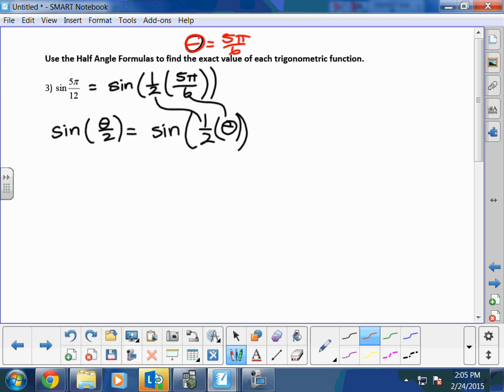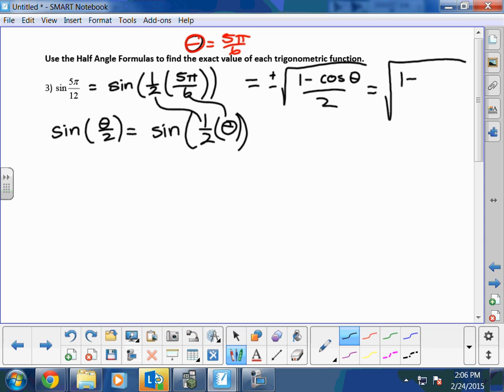The reason why that is important is because when you apply your half angle formula, like in this case, sine theta divided by 2 is plus or minus the square root of 1 minus cosine theta, divided by 2. The very next step in solving this is to apply the theta. Square root of 1 minus cosine 5 pi divided by 6, divided by 2. And from here, 5 pi divided by 6 actually has a value for cosine. If you can bring out your unit circle, you're going to be able to get the actual value for that.